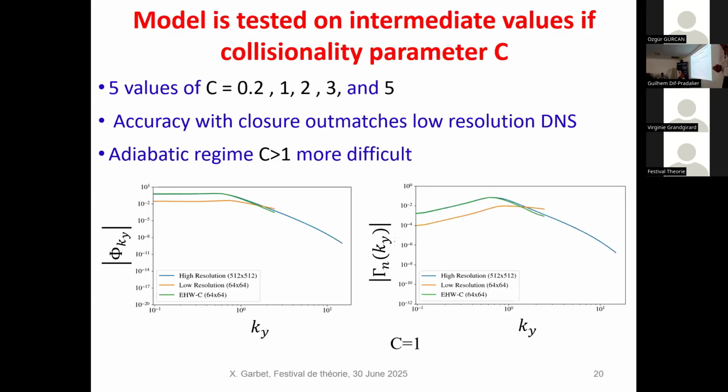So what do we gain from this? The model was trained for 5 values of C: 0.2, 1, 2, 3, and 4.